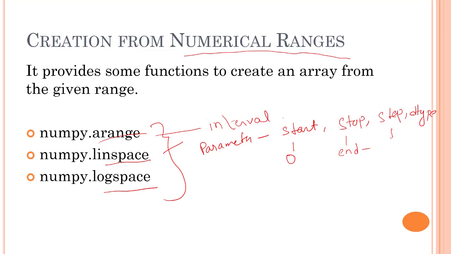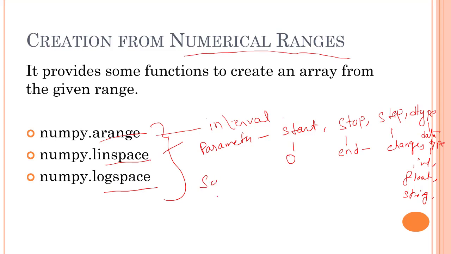Now move to the step. This parameter represents the number by which the interval value changes, like how many steps you have to go. Dtype means your data type, and it will follow integer, or it will move towards floats or strings, depending on that. This is how we use numpy.arange.